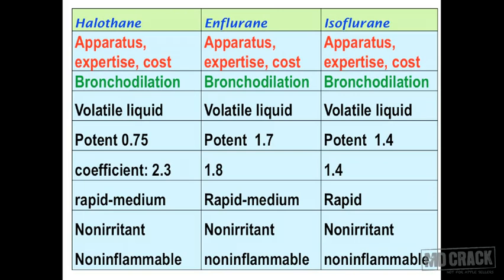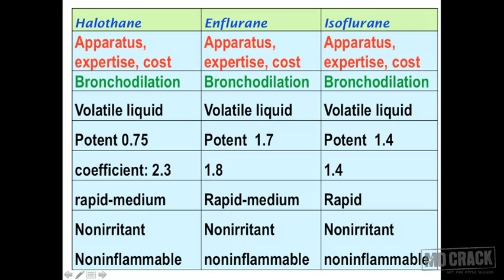Halothane is the first column, enflurane is the second column, and isoflurane is in the third column. I'm going to say each and every point so that you can understand, and I'll also put my cursor with it. Look at halothane. Halothane requires a special apparatus, requires more expertise, requires more cost. The same thing is true for enflurane, special apparatus, expertise, and cost, and isoflurane, special apparatus, expertise, and cost. So I've made red color to this because you need to remember that this is not like diethyl ether, which could be used very easily.